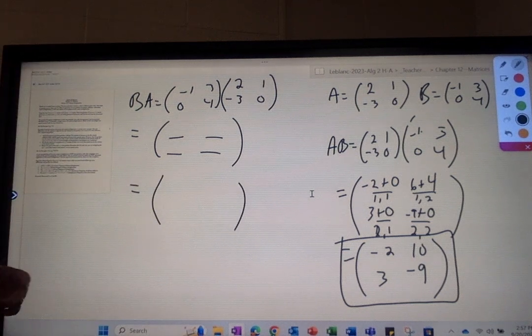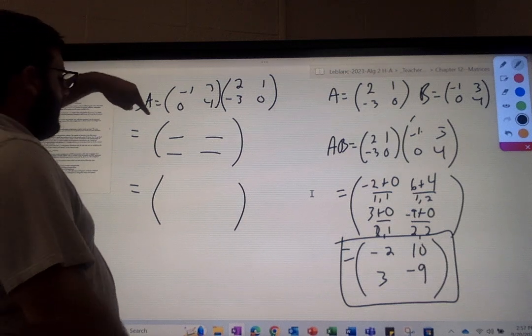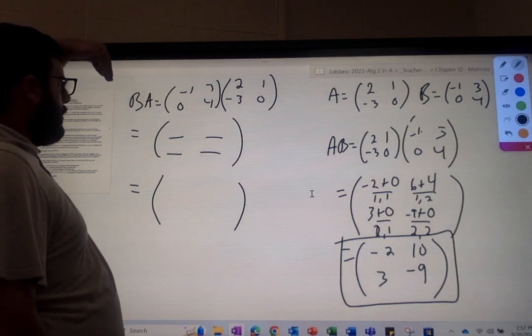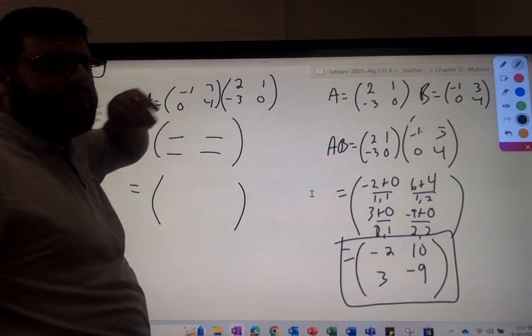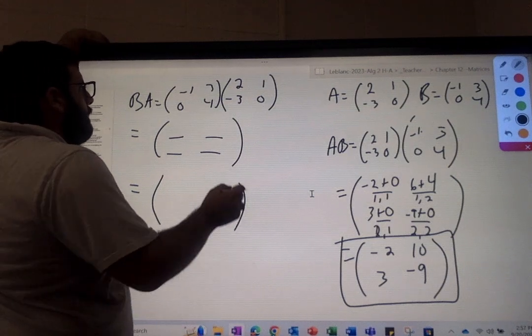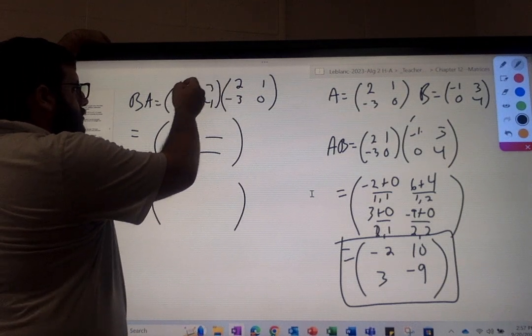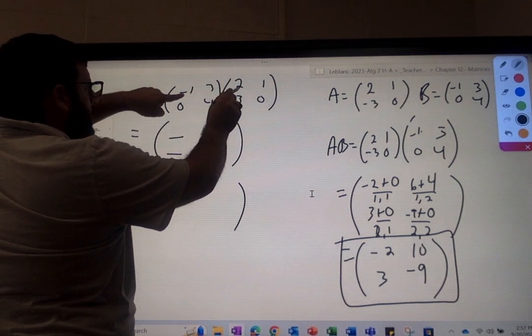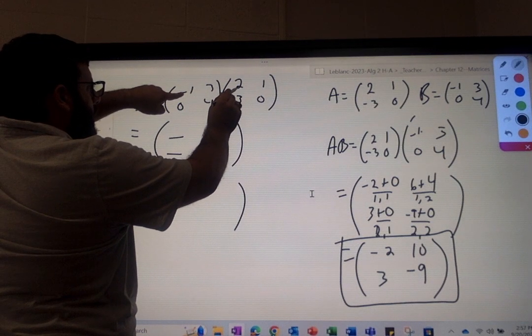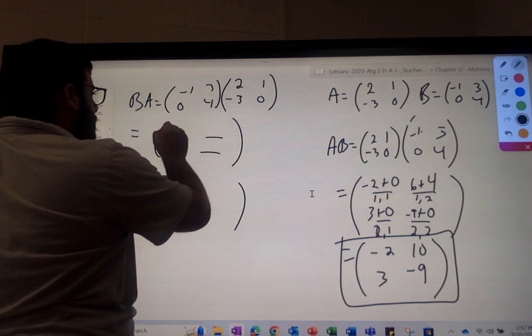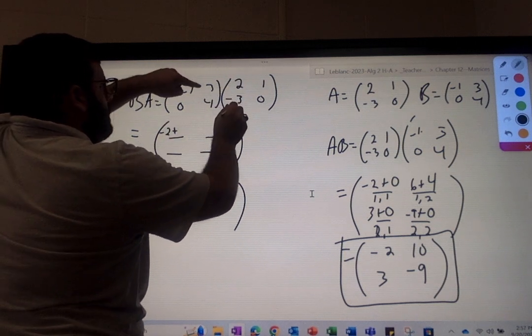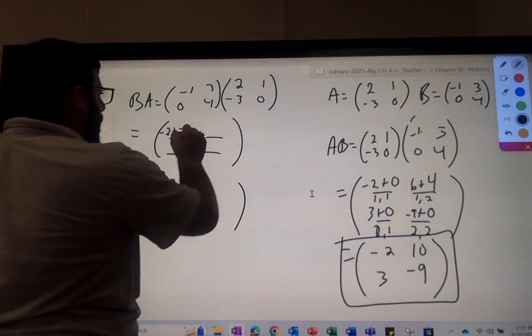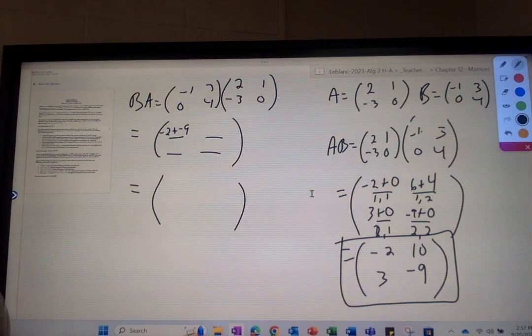So again, here's what I want to do. For each space, multiply the row in the first matrix by the column in the second matrix. So, first row, first column. So this row here times this column right here. So here, this is negative 1 times 2. Negative 1 times 2 is negative 2. 3 times negative 3 is negative 9. And that is negative 11.